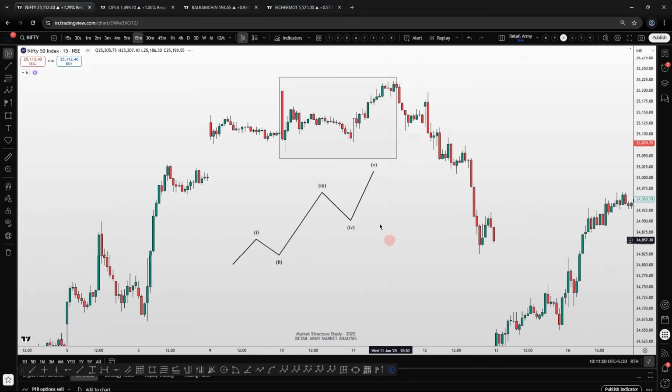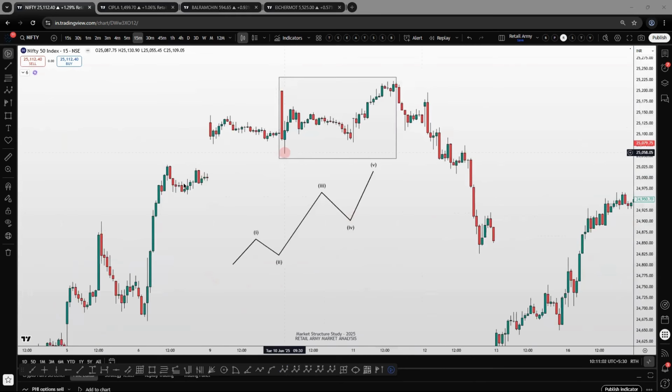A wave 5 cannot end with a 3-wave pattern. This cannot happen. This is not allowed. So the question is, why is it happening? I'll tell you why, because I've seen this in US markets a lot. This happens near some important news event, or some contract shift, or some CPI data or Fed announcement. Something like this always happens.